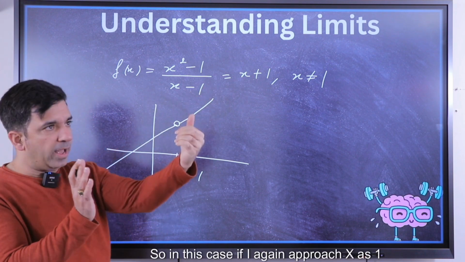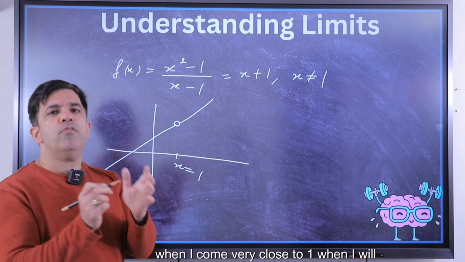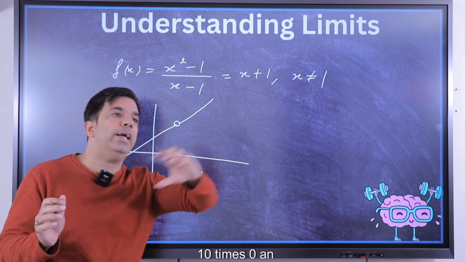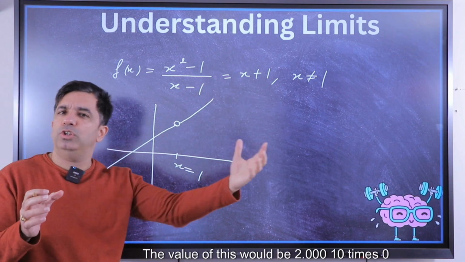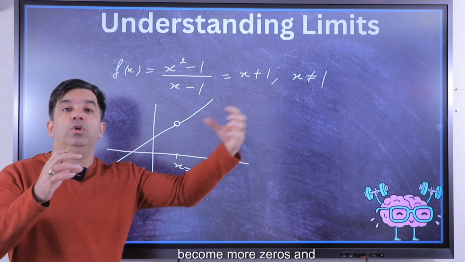So in this case, if I again approach x as 1, when I come very close to 1, let's say x is 1.00000, ten zeros and then 1, the value of this would be 2.000, ten zeros and then 1. If I come even closer, it would become more zeros and so on.